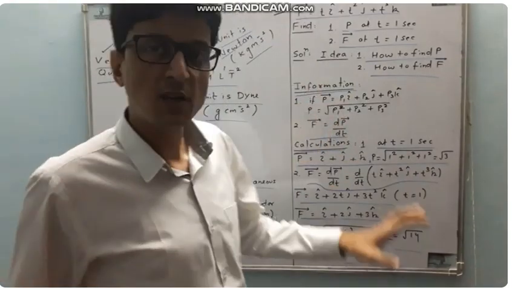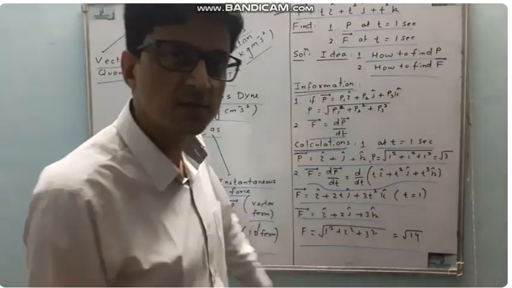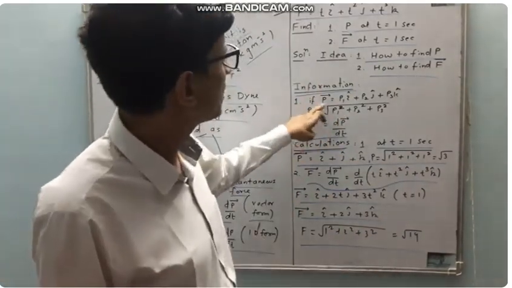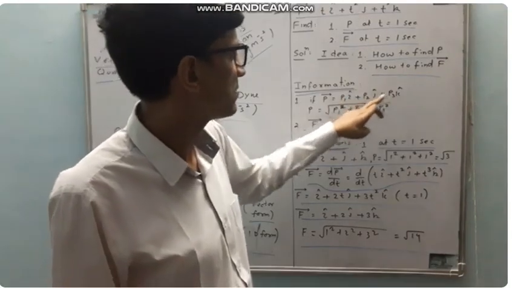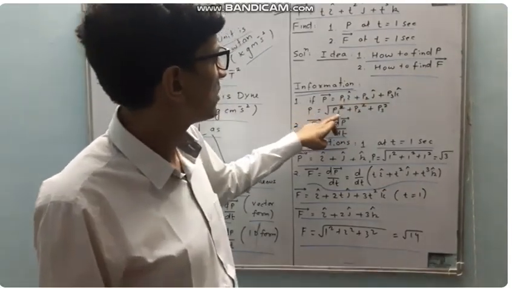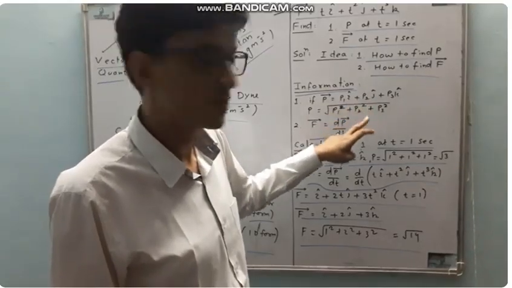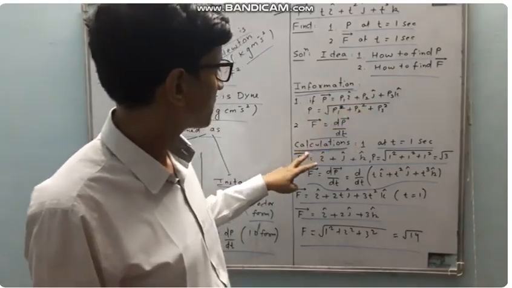The information that you have stored in your mind some time ago will say that if vector P is P1 i cap plus P2 j cap plus P3 k cap, then magnitude will be root under P1 square plus P2 square plus P3 square, and F will be dp by dt.